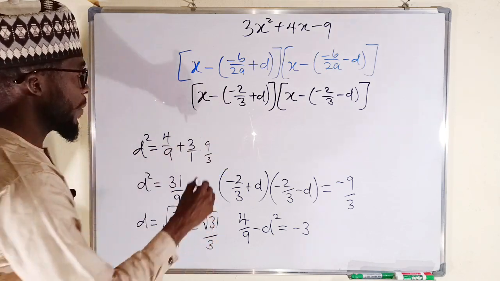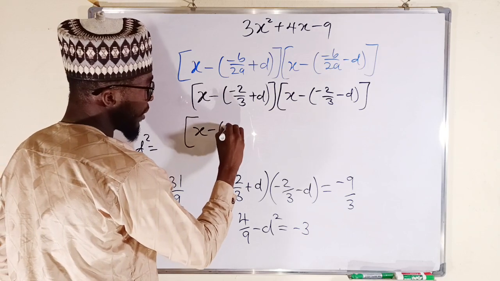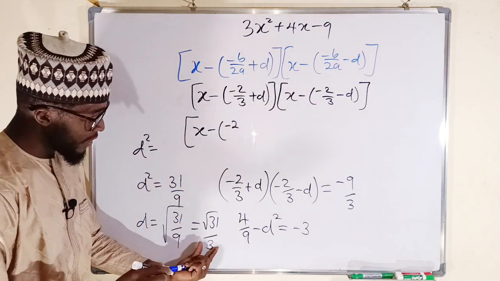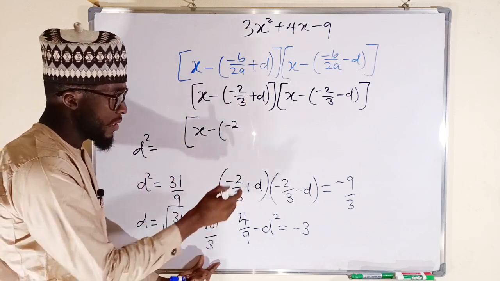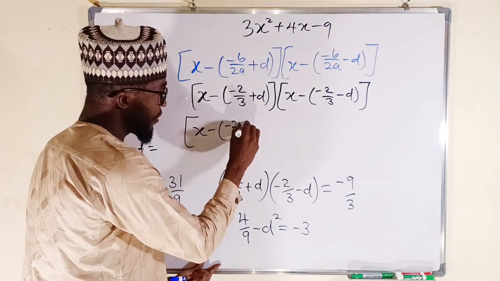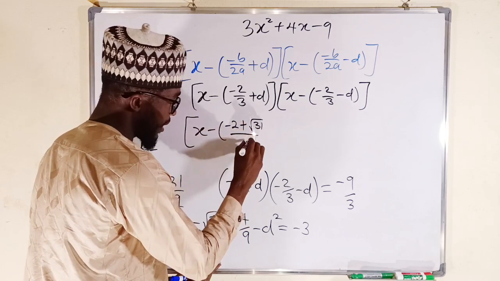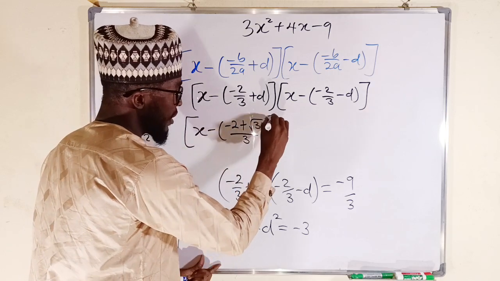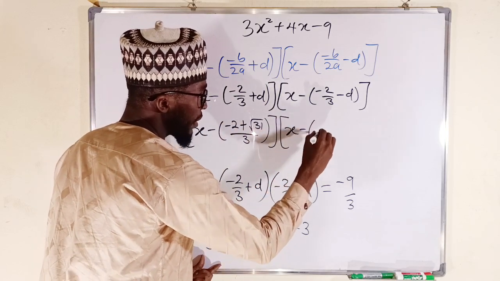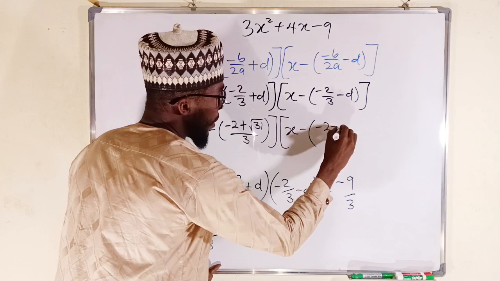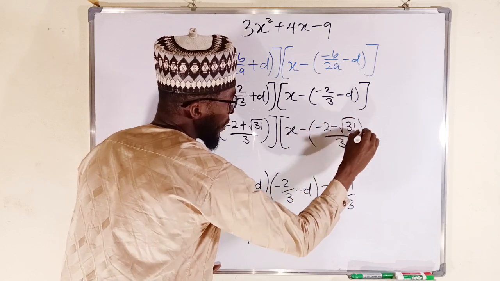Just bring it back here. Therefore, this becomes x minus 2. I can even write it directly because they have common denominator. Look at it, 3. So I can write plus square root of 31. Then you divide by common denominator 3. You do the same thing here. X minus, in bracket, minus 2 minus square root of 31 divided by 3.